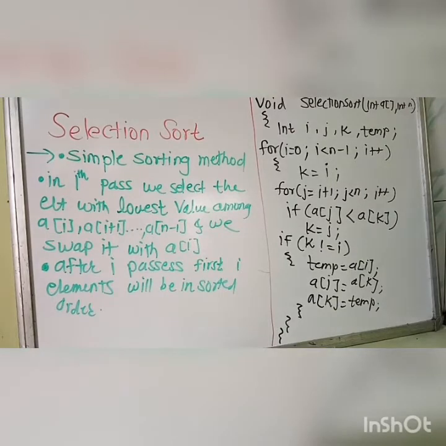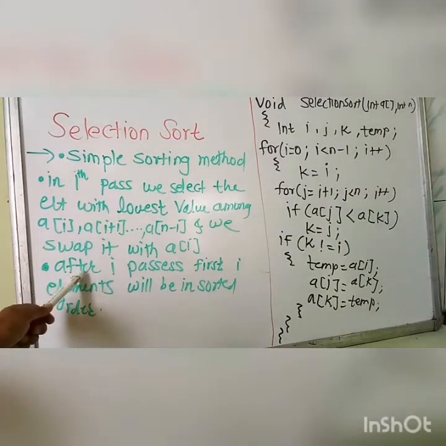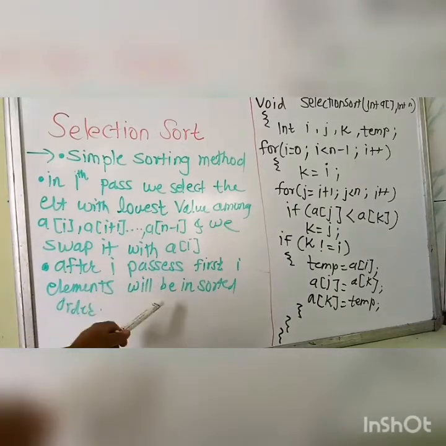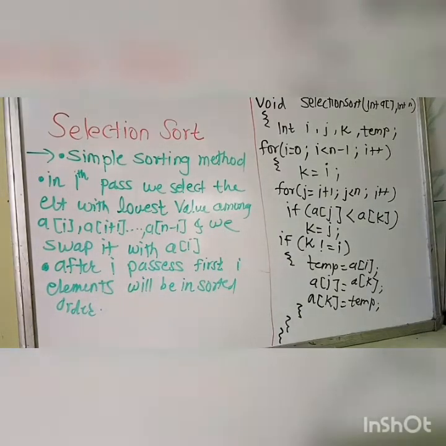Means in the whole array we will select in each pass one element and compare it with all the remaining array elements, and if it is lesser than all of them, we will place that element at its correct position in the list. After i passes, the first i elements will be in sorted order. Means we have to select only one element, then compare it with the remaining elements and solve it.